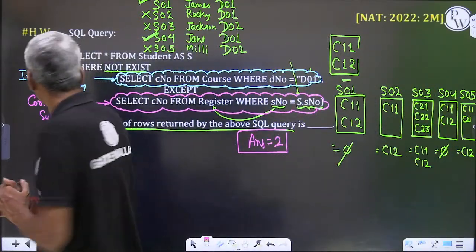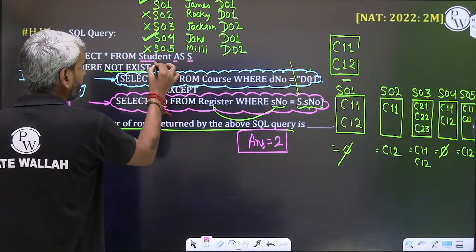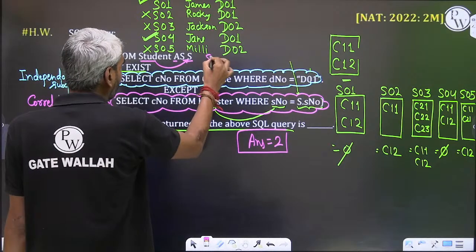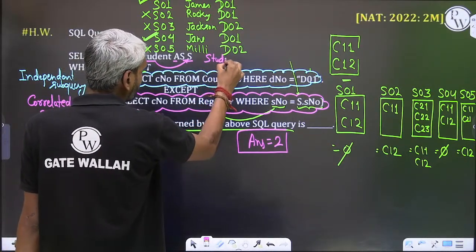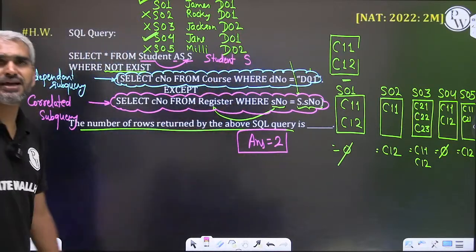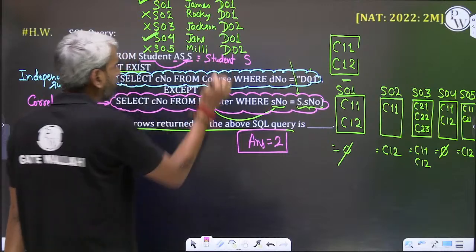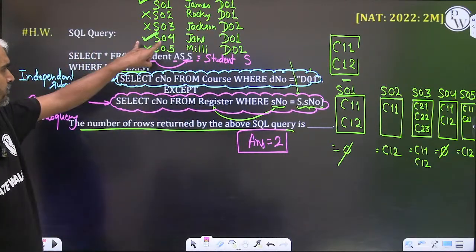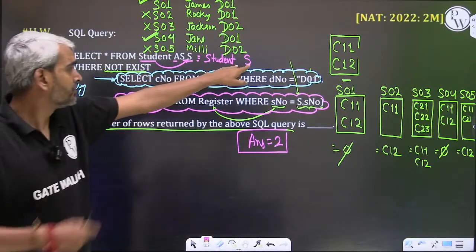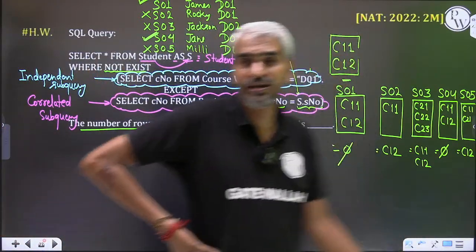Let's look at this. If you say student as S, then you are renaming student as S. In place of this, if you simply write student space S, then also student will be renamed as S. Both will do the exact same thing. An alias with name S will be created corresponding to the table student, and here also an alias with name S will be created corresponding to the relation student.